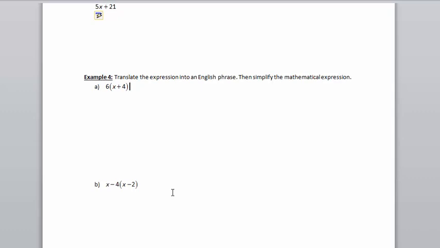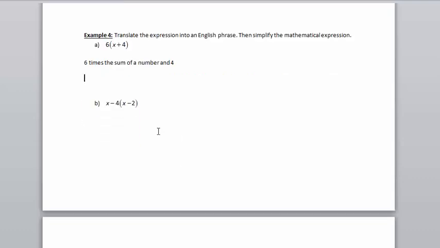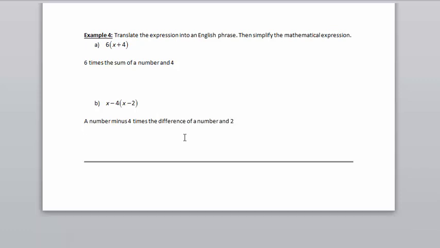In the next one, we're going to want to translate the phrase from math to English. So we're going to write an English phrase here. If I read this as it reads in math, I would say 6 times the sum of a number and 4. Remembering that the two parts of the multiplication are 6 and the sum. So the sum, the things that are going to be in the parentheses, are the number and 4. And part B, I start with x, a number, minus 4 times the difference. So we'll have 4 times the difference of a number and 2. And that's it for this section.